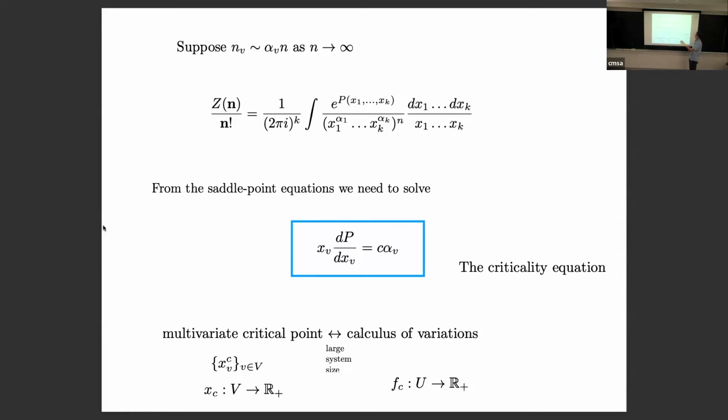and the saddle point method tells you that you need to find the unique critical point of this functional. And so there are some equations that you need to solve. What do we need to do? We need to find the x values here. These x's were originally variables, but now we're looking for positive real x values which satisfy this equation. Here, p is our polynomial, alpha v's are our constants telling us how quickly the n's are growing, and c is some constant.